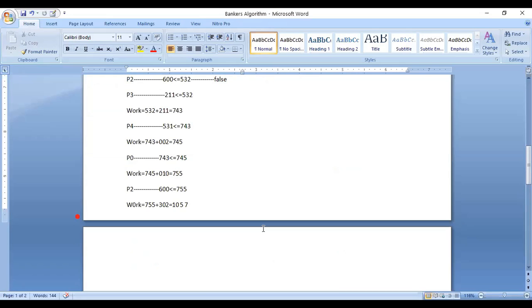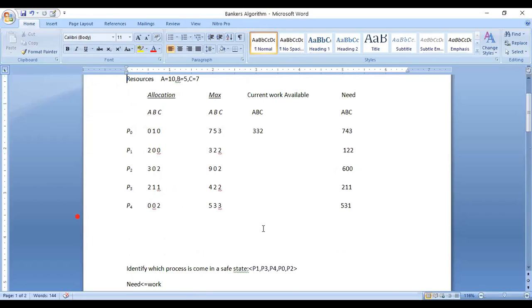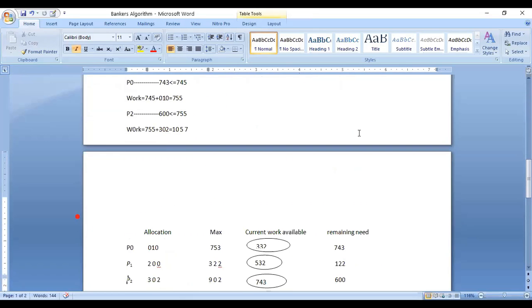So what is the need for the P0 process? 743. So here, see, 743 is less than or equal to 745. What does 745 mean? Current resources available in the system. So here 7 is less than or equal to 7, condition is true. 4 is less than or equal to 4, condition is true. And 3 is less than or equal to 5, condition is true.